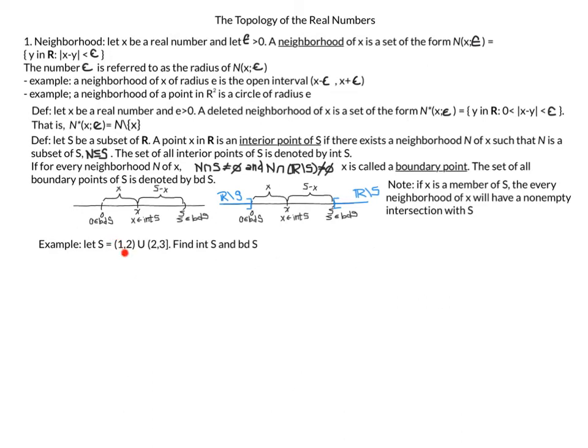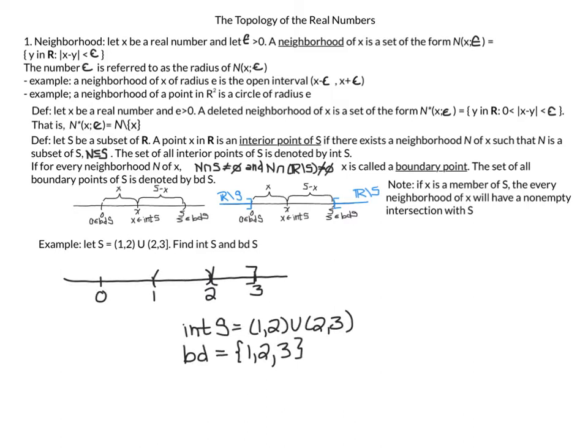Here is another example. Let S equal the open interval 1 to 2, union the half open interval 2 to 3. Find the interior of S and the boundary of S. I drew this in S, so I have the open interval 1 to 2, and then a union with the open interval 2 to 3. So the interior points here is the open interval 1 to 2, and again it won't include 1 or 2 because 1 and 2 aren't even in S.